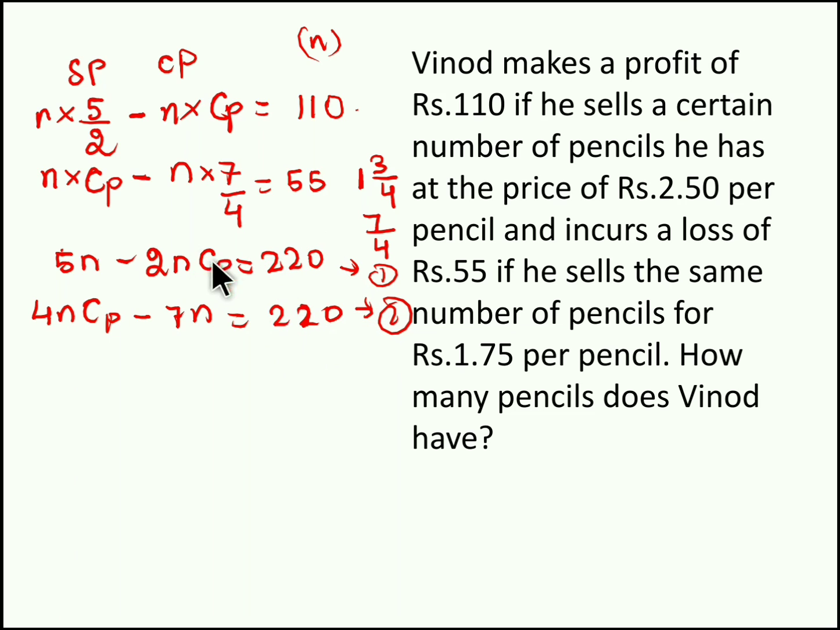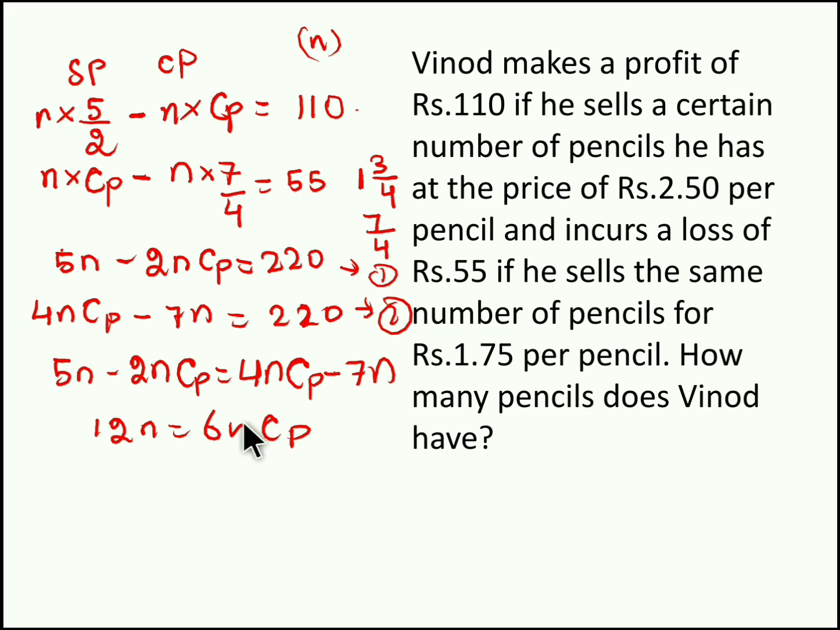So you can equate both equations: 5n minus 2n CP equals 4n CP minus 7n. When you rearrange, you get 12n equal to 6n CP. So n cancels, and the cost price of a single article is 12/6, that is 2. So the cost price of a single article is 2 rupees.